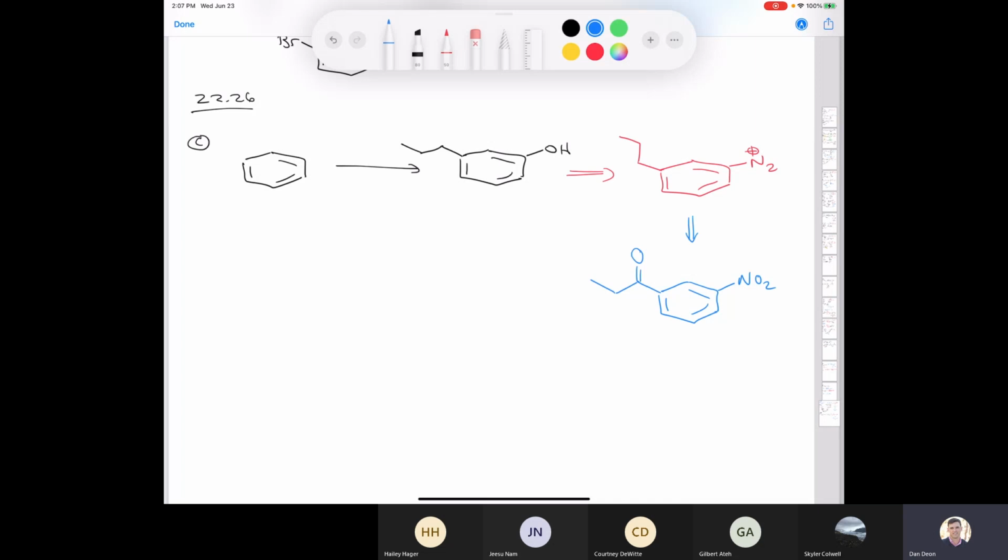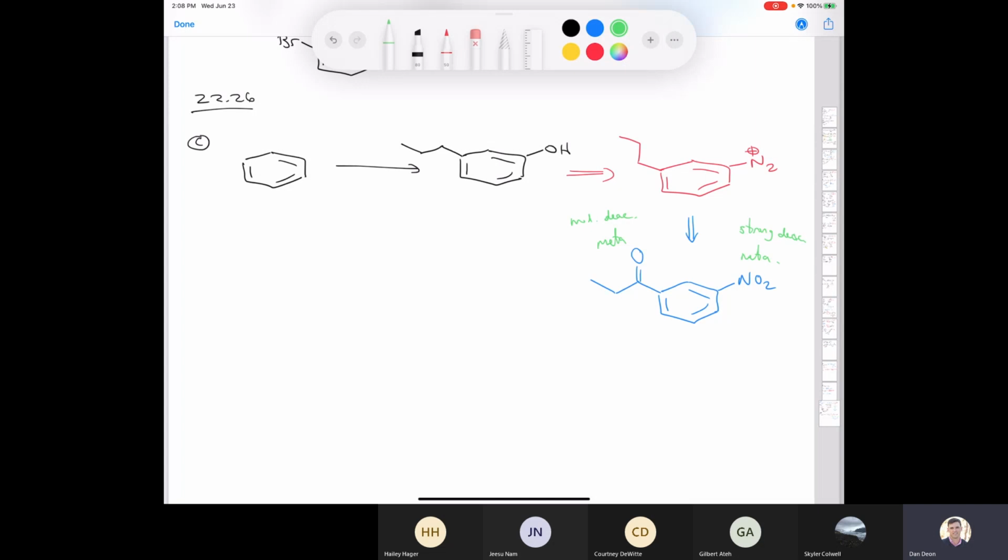So I've got these two groups. This is a meta-director, right? That's a meta-director, and this is a meta-director. Well, since this one is more strongly deactivating, what I'm going to do is install the other one first, because it's simply less deactivating. So this is a strong deactivator, and this one is a moderate deactivator. So there we go.